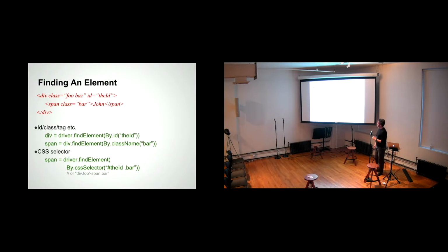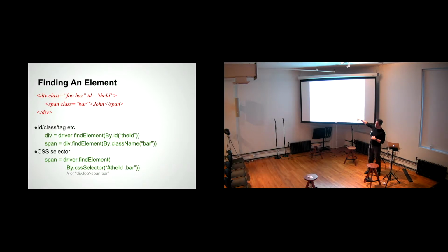Let's take a simple example. How do we find an element? A span inside a div. The div has class foo_buzz and an ID. The span has class bar with text John. We want to find the span. So we can look by ID or class or tag, right? So driver find element by whatever you want to look for, and here it's the ID. So we look for that ID.